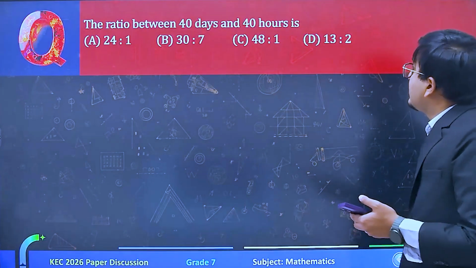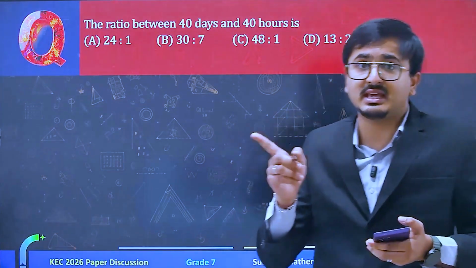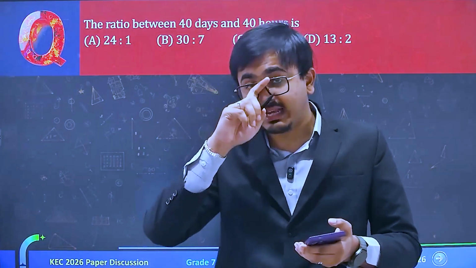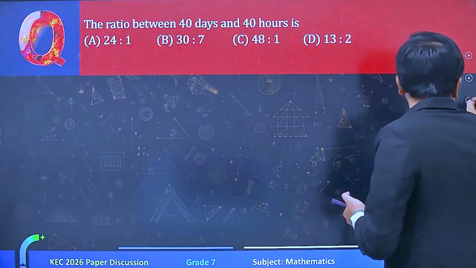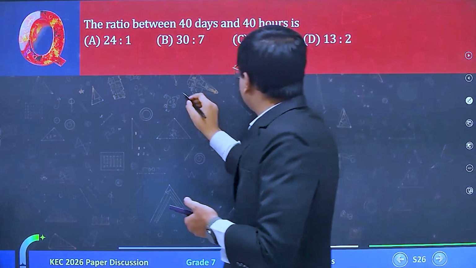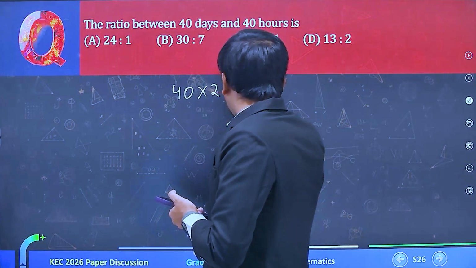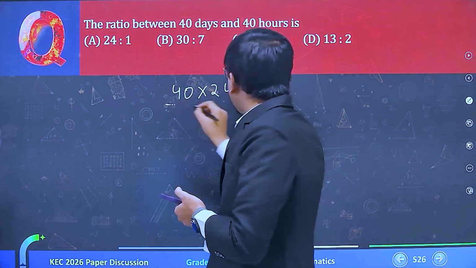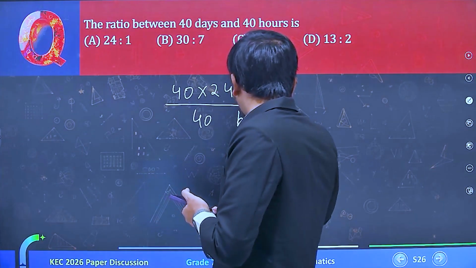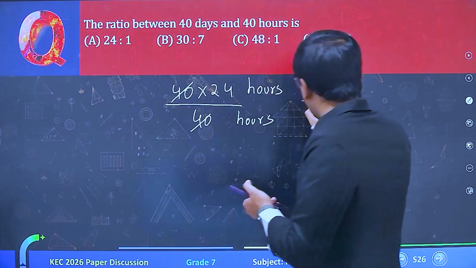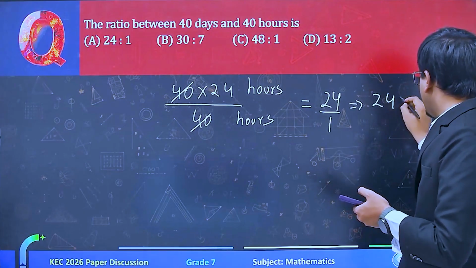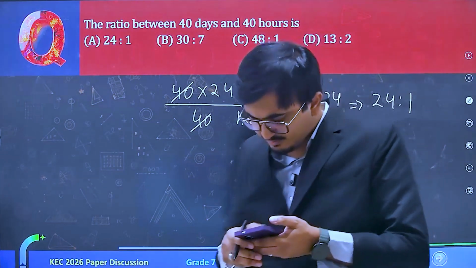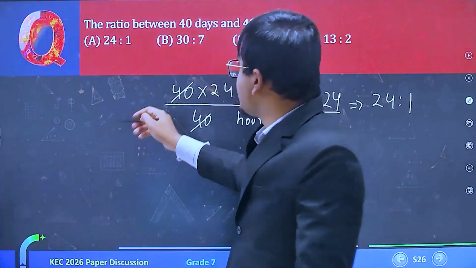Okay. The ratio between 40 days and 40 hours. Again, your first step is to make the units the same. Days and hours you cannot compare. Either make it into days or into hours. So first I will make my 40 days into hours, that is better. So 40 days means 40 into 24 hours, by 40 hours. So 40 will get cancelled. What will be the ratio? Perfect. 24 by 1, which is 24:1. That's option A.